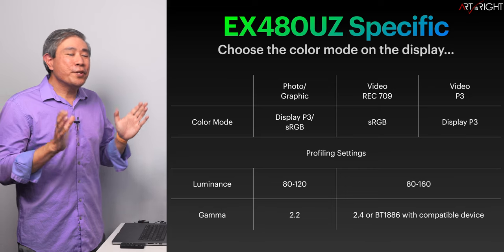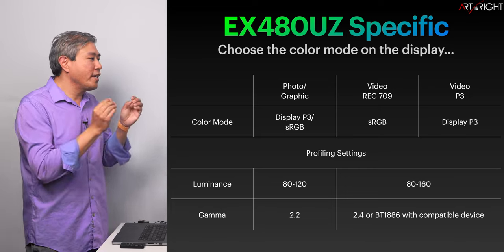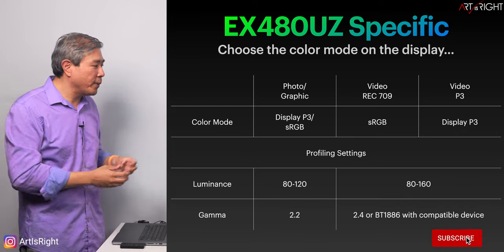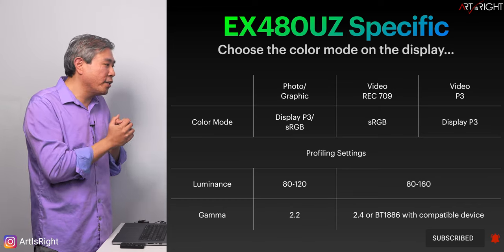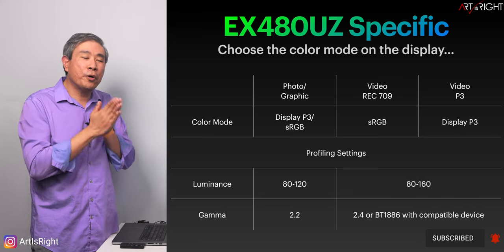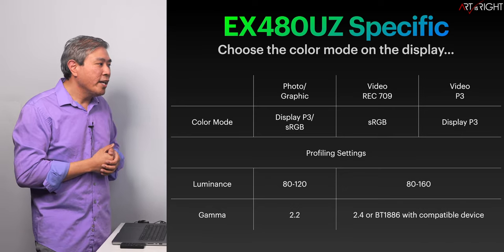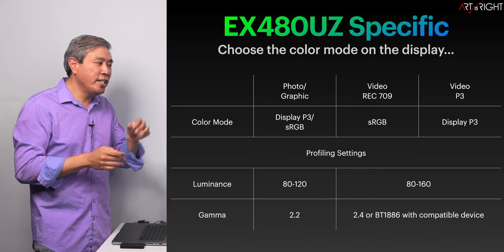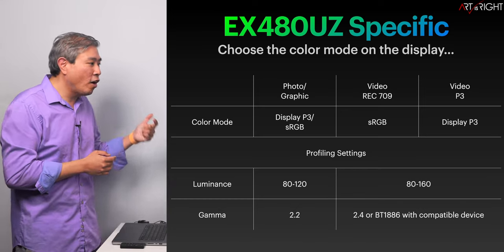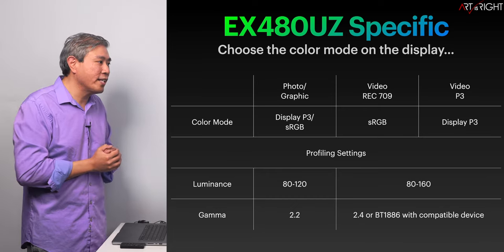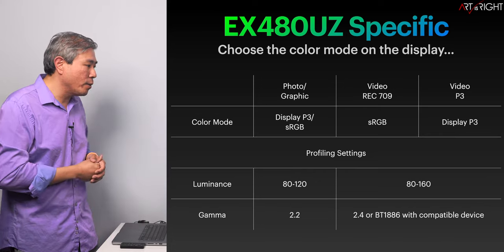All right, so the last thing you want to do before you start the display profiling process is to choose the color mode for the display. I created a chart so that you can easily go through and choose what you want to do. If you're doing any type of photo or graphic work, I recommend choosing either display P3 or sRGB. If you're doing video with Rec. 709, use sRGB color mode because there is no Rec. 709 on this display, but it will work in exactly the same way. And if you do video P3, then choose display P3 to work in.